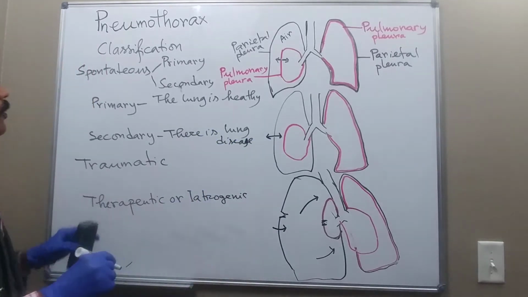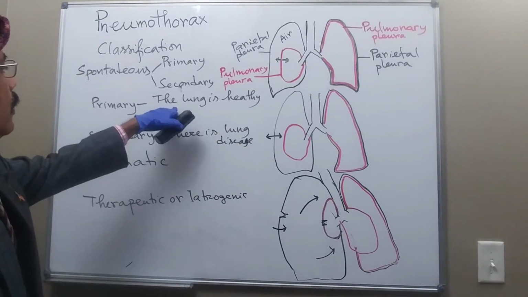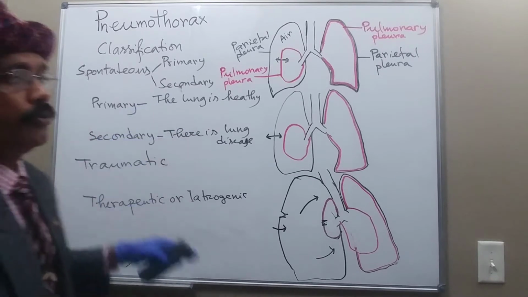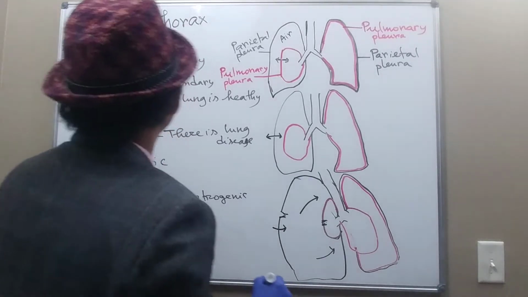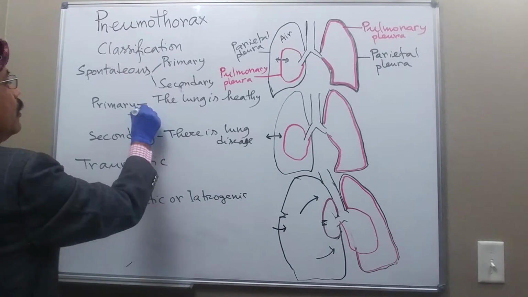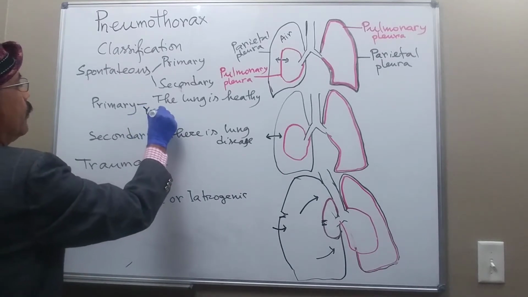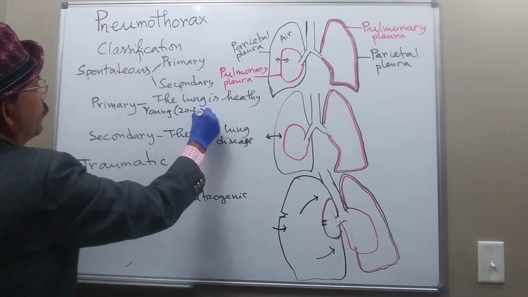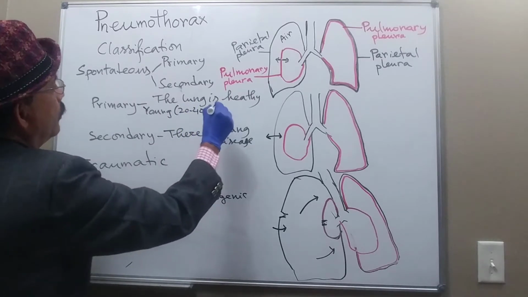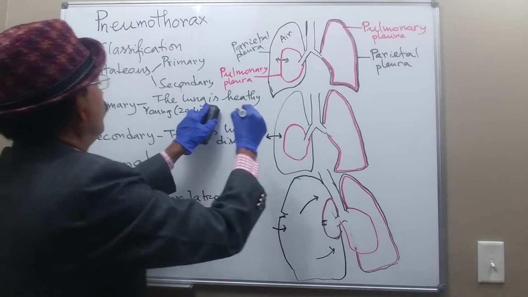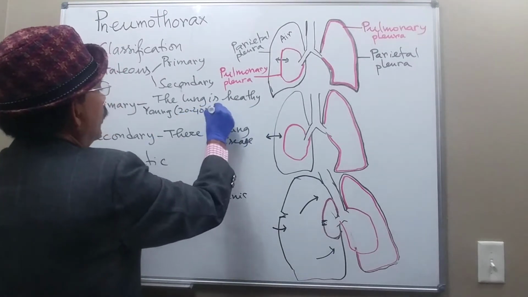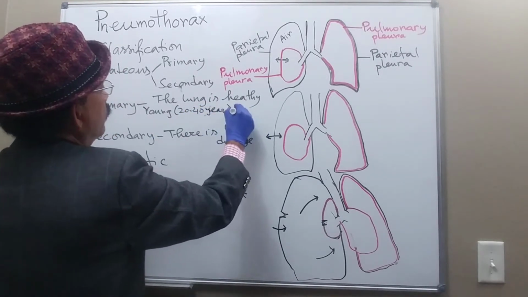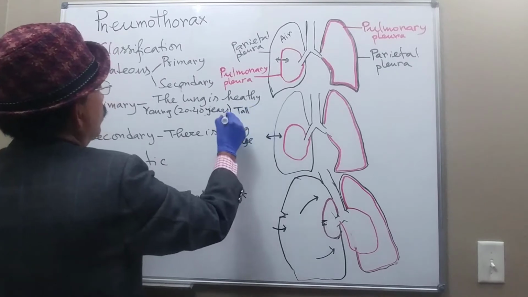Okay. So the primary spontaneous pneumothorax is found in young individuals, maybe around 20 to 40 years of age. And these persons are usually tall and thin.